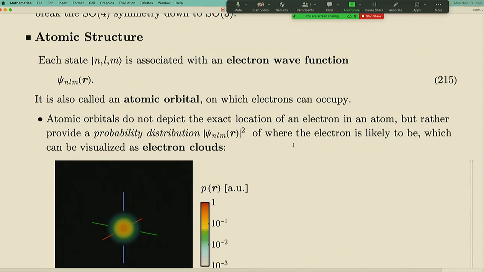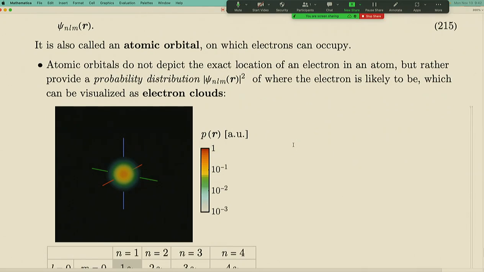So given that we know if you have a central potential and electrons circulating around that, then all the eigenstates will be labeled by these quantum numbers, and there will be a corresponding electron wave function also labeled by these three quantum numbers. These wave functions are also called atomic orbitals, which are the states that the electron can occupy. I don't want to solve this atomic orbital for you because the idea is still the same.